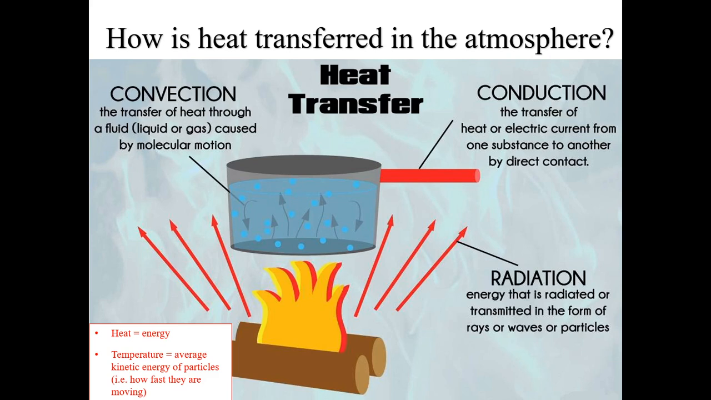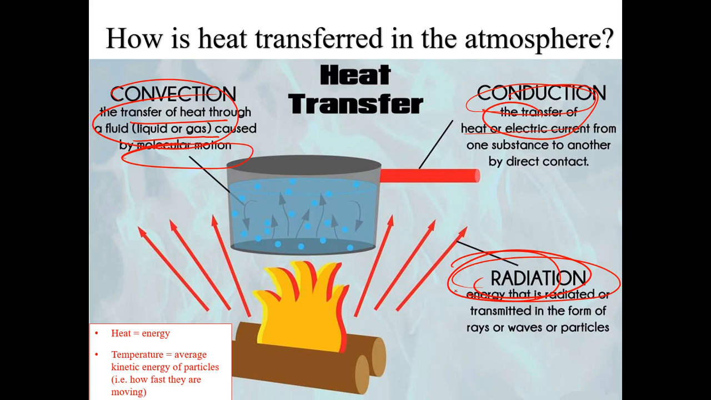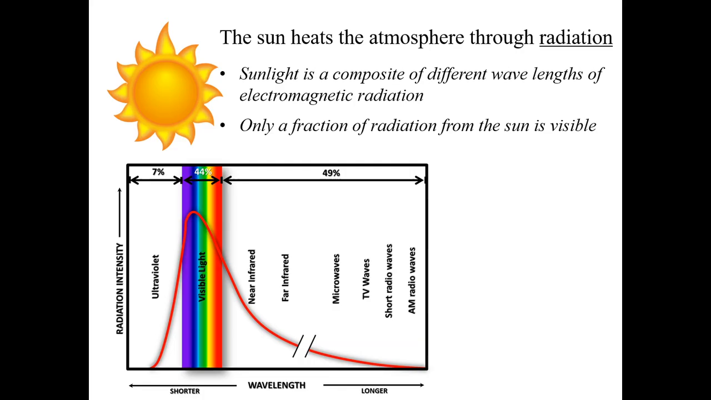The atmosphere heats through a couple different processes. Now there's 3 ways to heat up anything, right? And those are convection, conduction, and radiation. Convection is when heat is transferred through a liquid or a gas by molecular circular motions. Conduction is when things are heated up by direct contact. And radiation is when you're heating something up by light energy.